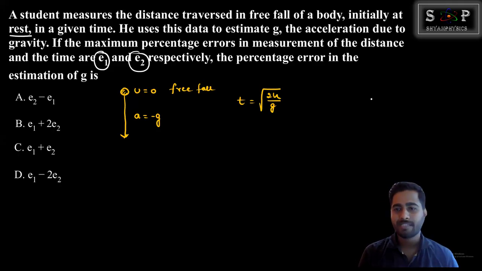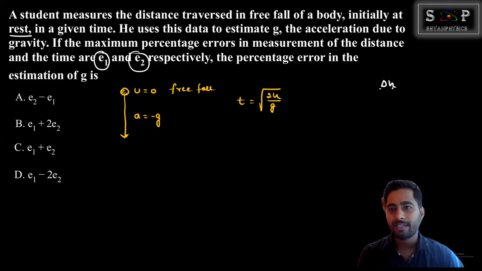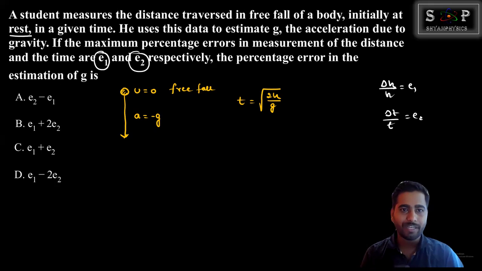For example, if distance we take as h, we write delta h by h equals e1 and delta t by t equals e2. This is what we need to substitute, and then we need to calculate the answer.